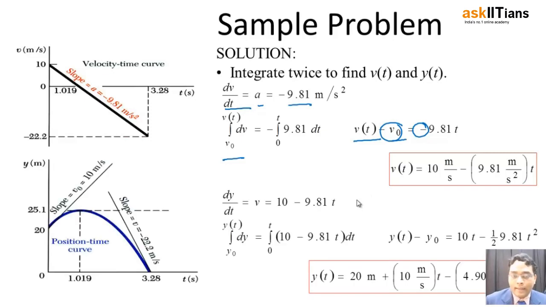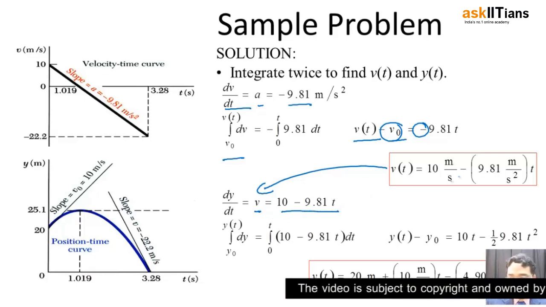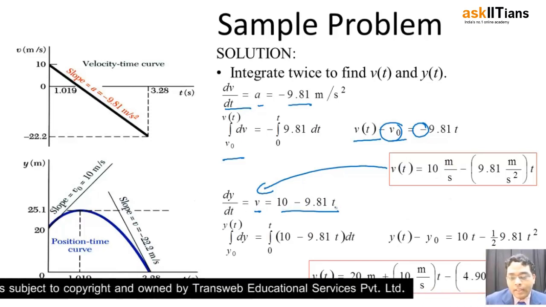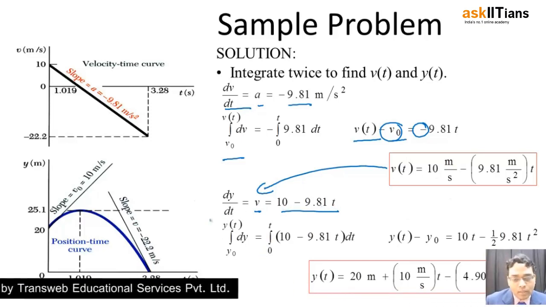Now I need to integrate it again. How do you integrate? Because the velocity is given to you, and velocity is the change of position with time, dy by dt will be equal to the velocity v that you are given, which is nothing but, if we neglect the units just for brevity, 10 minus 9.81 into t.